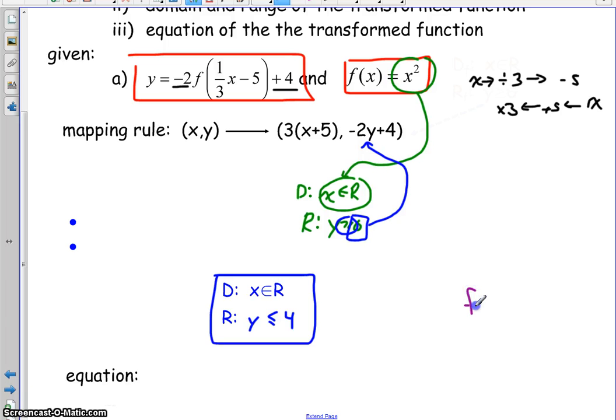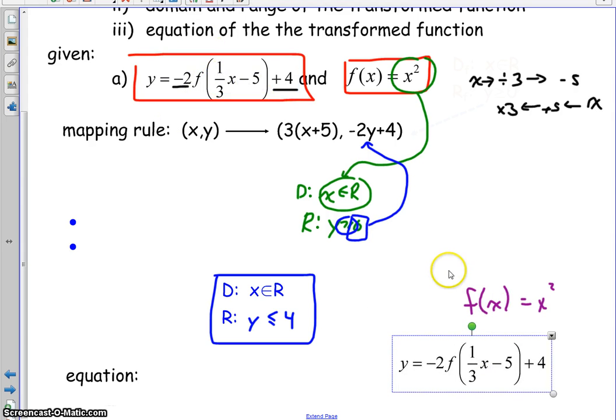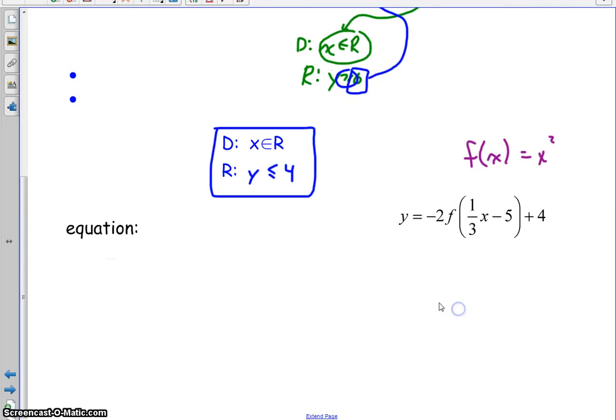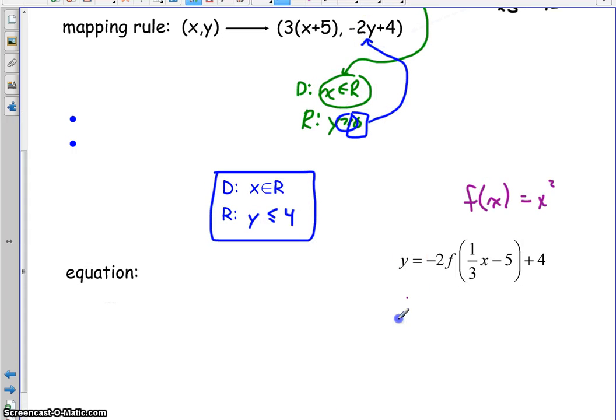So if we know that f of x is equal to x squared, and we're trying to rewrite this function right here in terms of our parent function, well, what are we really doing here? Well, we're going to have y equals negative 2. Now, f of x is x squared. But instead of f of x, we have f of 1 over 3x minus 5.